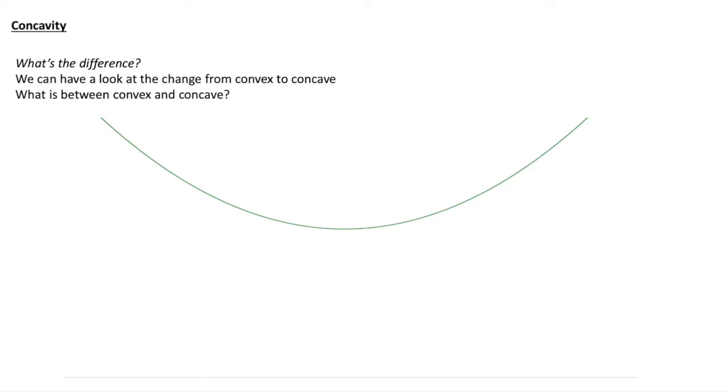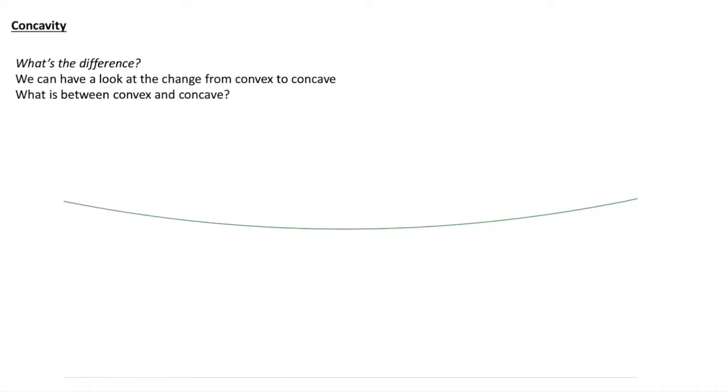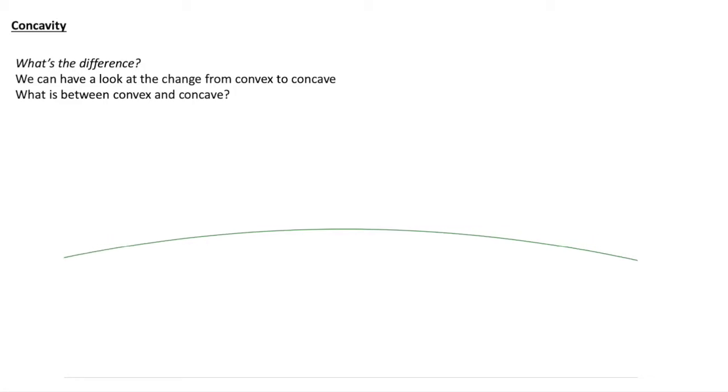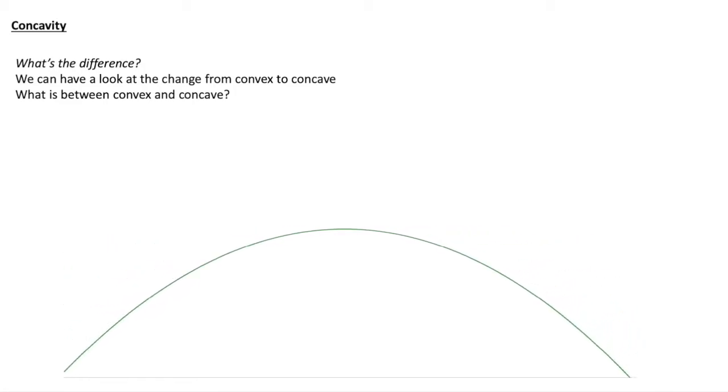It's quite interesting to have a look at the change from convex to concave. So we have a convex function and it's gradually going to change, and we can see it flattening out. So what do we call a function that is neither convex nor concave? You would have seen, as that little video proceeded, that we get a straight line between them.